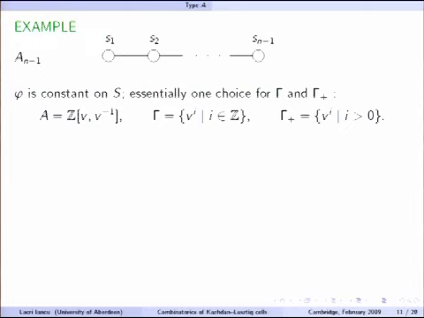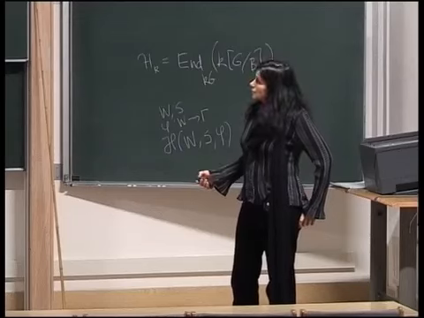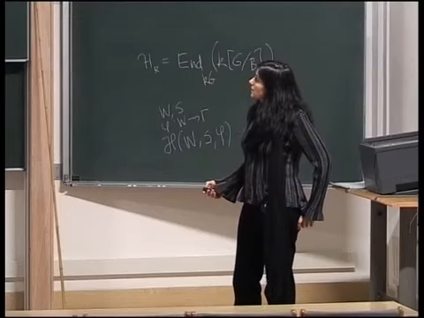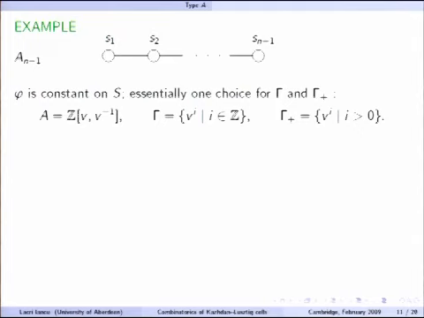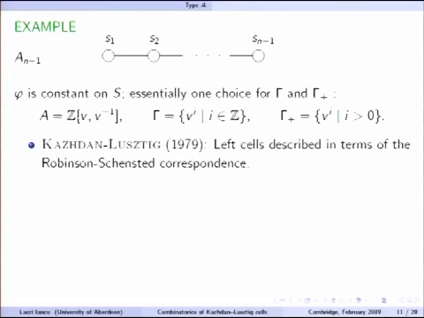So call v the parameter. This is what I mean here. So phi of s is just v, and regard v as an indeterminate. So A is just the ring of Laurent polynomials in v. Gamma is the set of all powers of v, plus the obvious choice, just the positive powers. What Kazhdan-Lusztig showed in that 1979 paper was that left cells can be described in terms of the Robinson-Schensted correspondence. I will explain briefly.